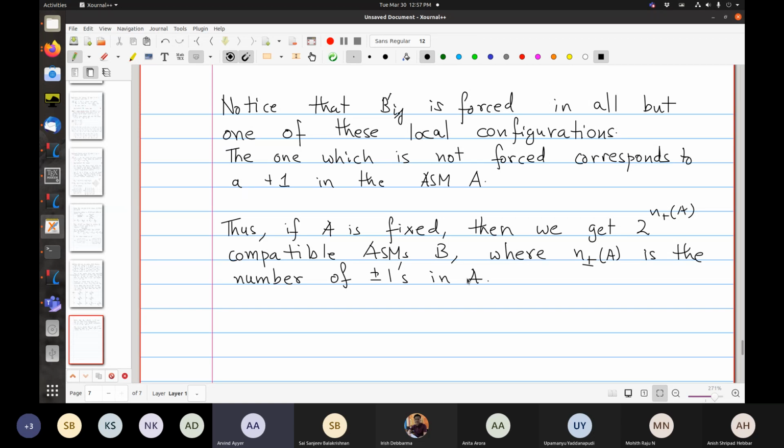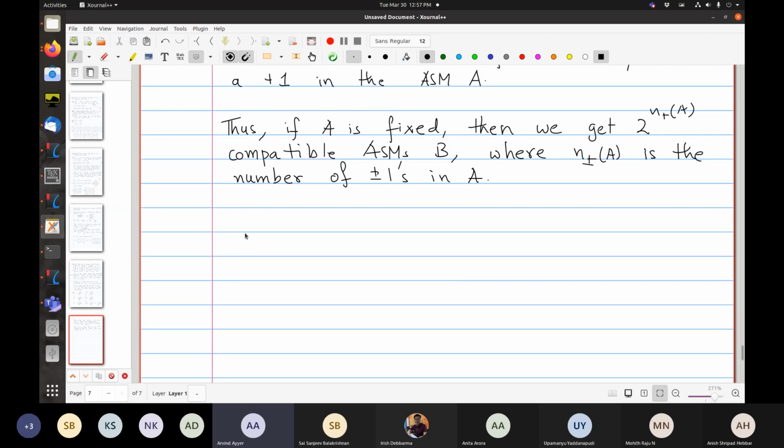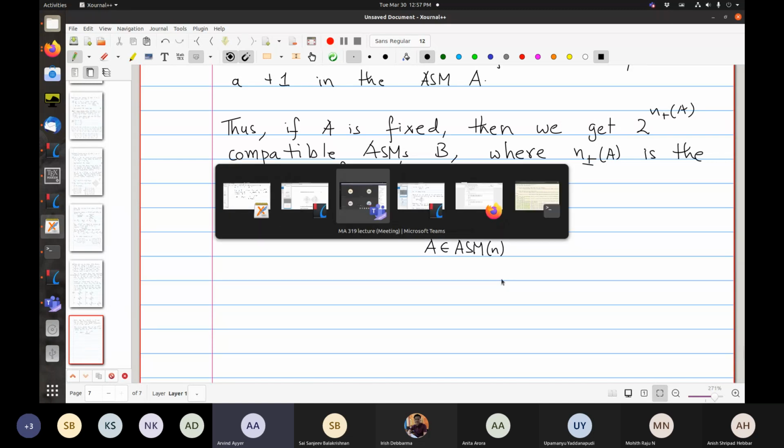So this gives us a formula now. Thus, AD of n, which is what we are trying to compute, is the sum over all A's in ASM of n, 2 to the n plus of A. This gives us a formula. Okay. Is this argument clear?